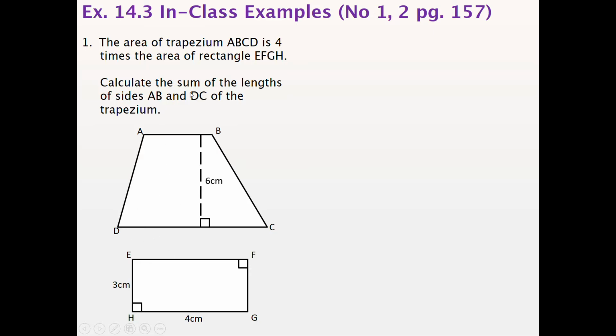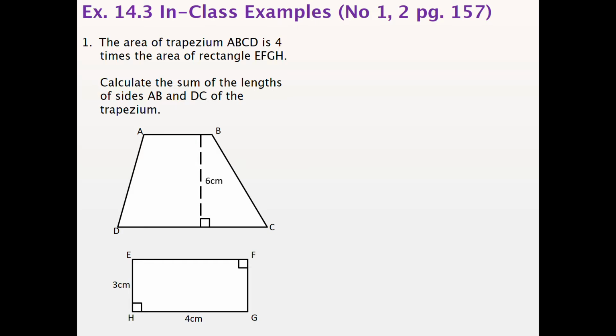They want me to calculate the sum of the lengths of sides AB and DC. Okay, so I don't need to calculate what AB is and what DC is. I need to calculate the sum of the lengths together. And you can actually work that out because in a trapezium, the formula includes that. Okay, so I'll show you what I mean by that.